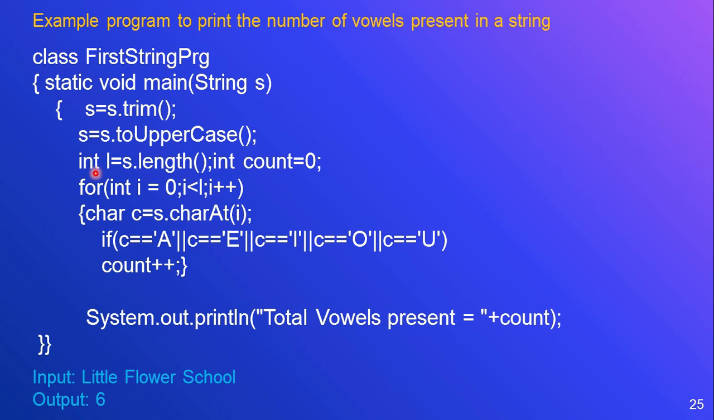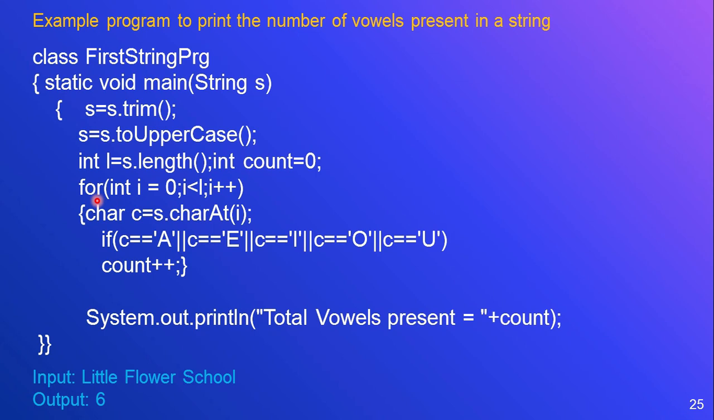See the next statement. int l is equal to s.length(). This is our new string. Its length will be calculated and stored in a variable called l. The function we are using over here is the length function. You know the return type of the length function is int, so I have declared a variable of type int and the length is stored in that variable. I have also declared a variable over here, count, and it is initialized to 0.